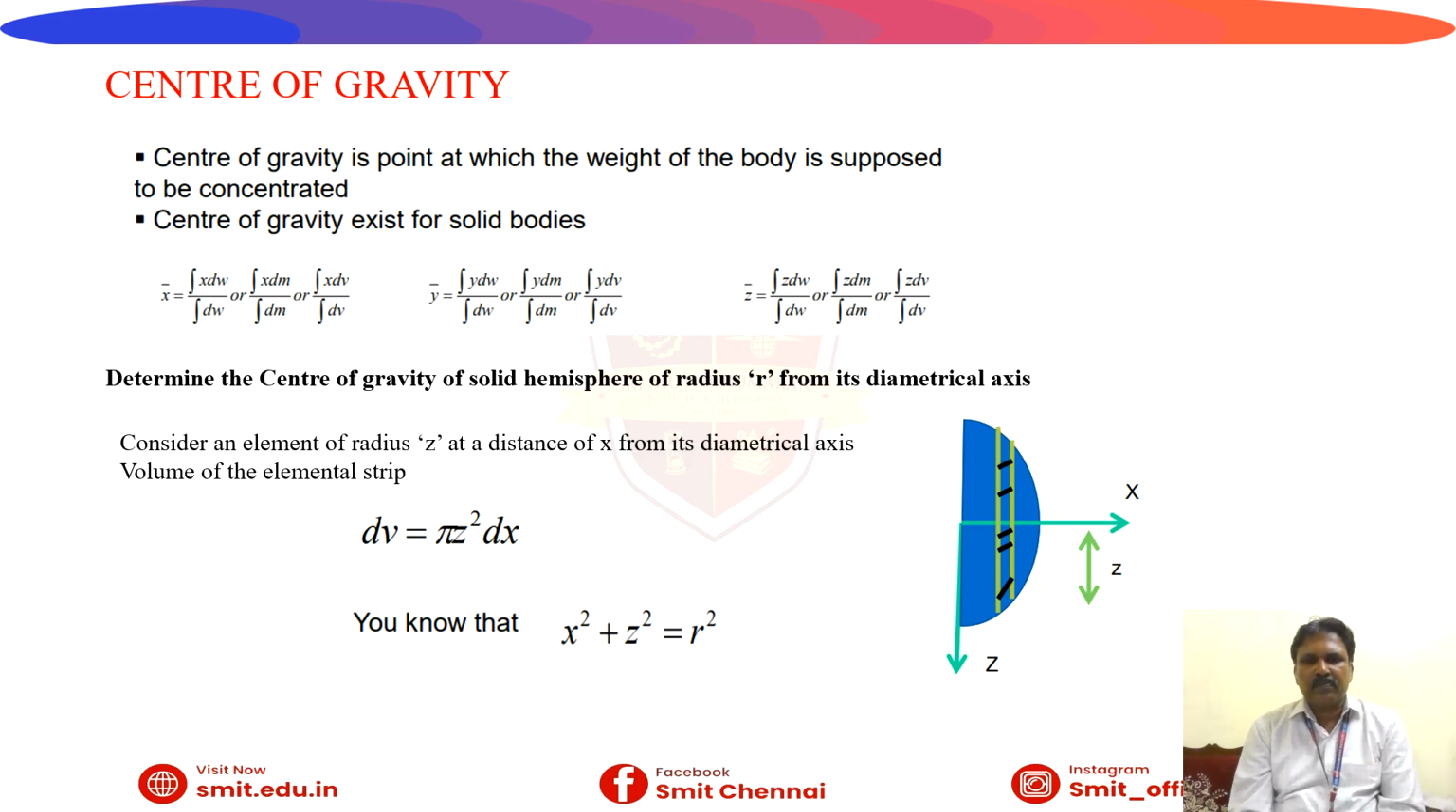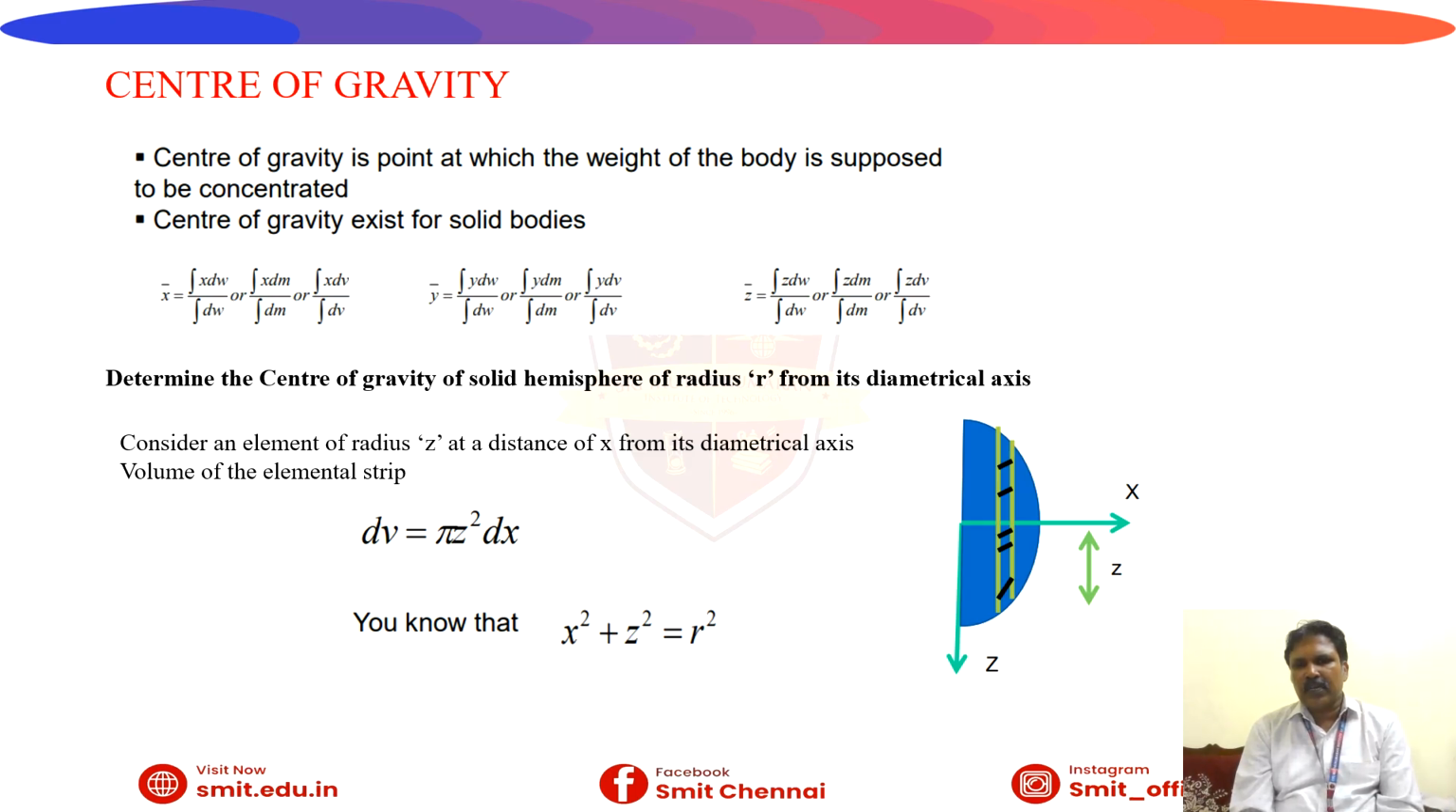Now we can see a small derivation, problem based. Determine the center of gravity of the solid hemisphere of radius r from its diametrical axis. Here on the right hand side, we can see a semicircle image. Consider an element; always you have to take an elementary strip. We can see one elementary strip taken of radius z, at a distance of x from its diametrical axis. Volume of the elementary strip is dv equal to pi z square dx.